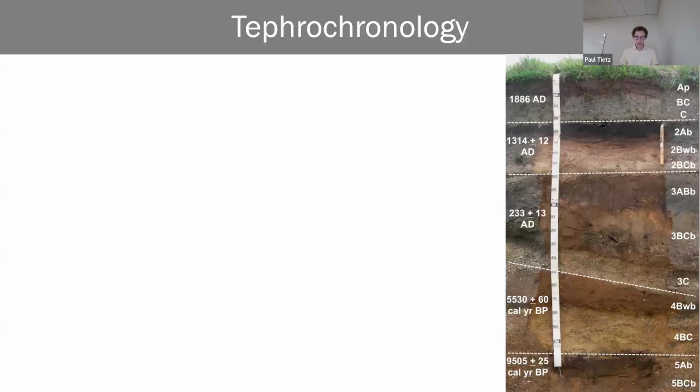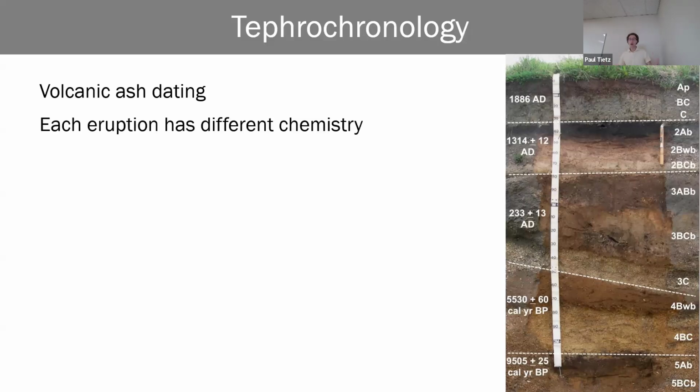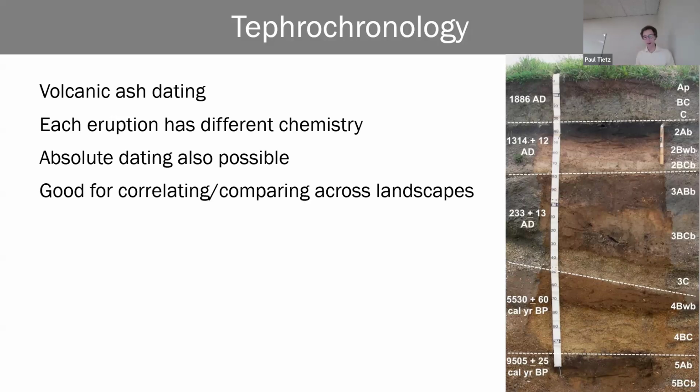Just to wrap up then, tephrochronology, we can also apply this in the Northwest with volcanic ash sediments. So dating of any volcanic ash eruption, knowing that they'll have their own inherently different chemistry with some different magma source or different environment of eruption. Gives us different mineralogy or different chemistry that we can track. And then it's also possible to get absolute dating on these through our isotope methods. Good for correlating and comparing across landscapes because we know that the volcanic ash was probably deposited at the same time all across the landscape.